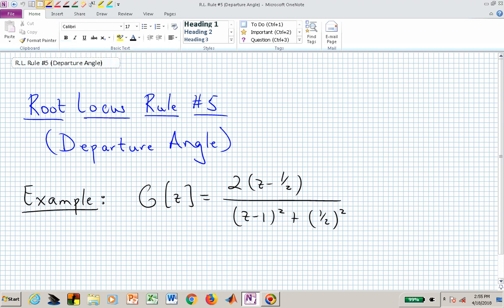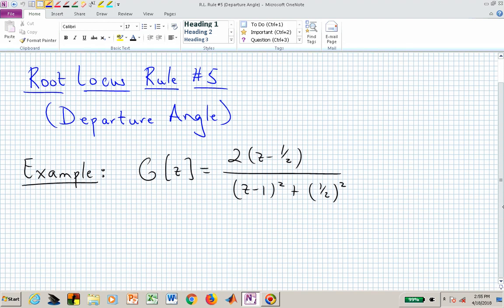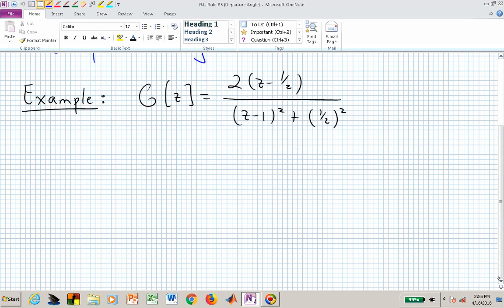In this video, what we want to do is try to illustrate by example what we're dealing with when we're looking at root locus rule number 5, which we were associating with the departure angles and the arrival angles of complex poles and complex zeros. Let's just get started with a particular example. In this case, hopefully it's clear that we have a real zero at 1/2 and a complex pole pair in the denominator, or poles that are complex conjugates of one another, at 1 plus and minus j 1/2.